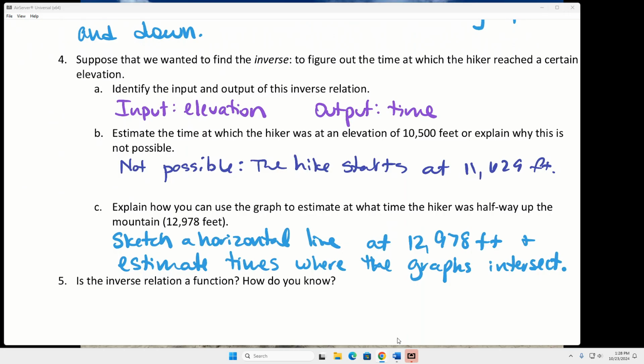And then number 5 asks, all you guys can cut up.